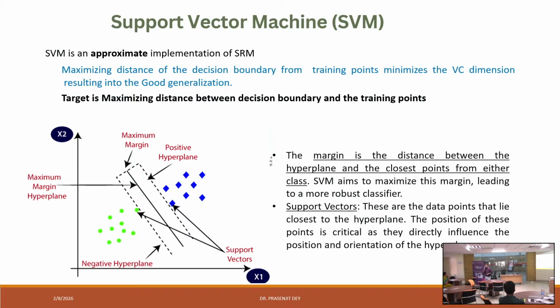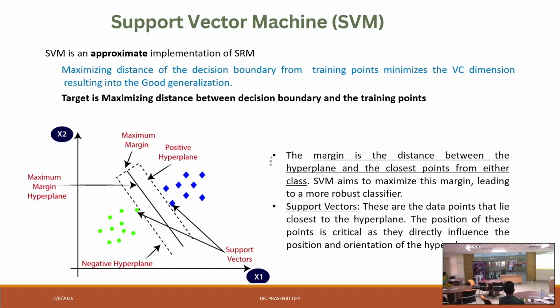Now among all those infinite possible lines, which line should I go for? I should go for a line that has the maximum distance from the closest sample of the opposite classes. So for this line, which one is the closest sample? This one. For this class, which one is the closest sample? This one. Am I right? So this line should be farthest away from these two points of the different classes. That is the condition of support vector machine.